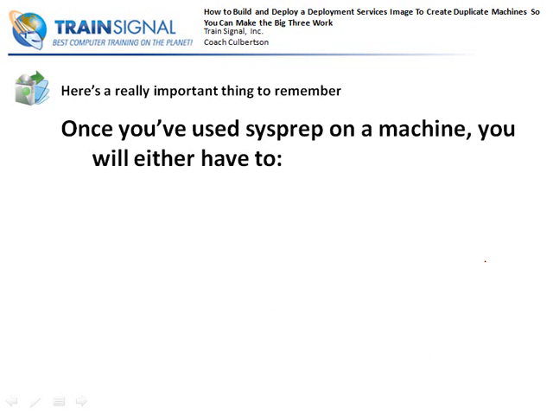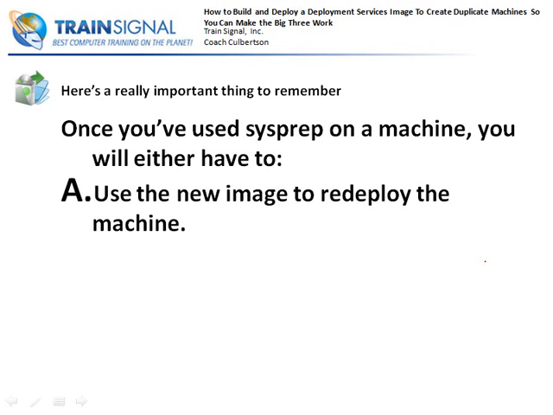Now, I want to make sure there's a really important thing I need you to remember. Once you've used sysprep on a machine, you are going to have to do one of two things on it. First of all, you might need to use the new image to redeploy the machine. This is probably what you're going to need to do if you are using physical servers. So if you have two physical boxes that you want to use network load balancing with, you're going to need to essentially reinstall it. That's really the only way to describe it.